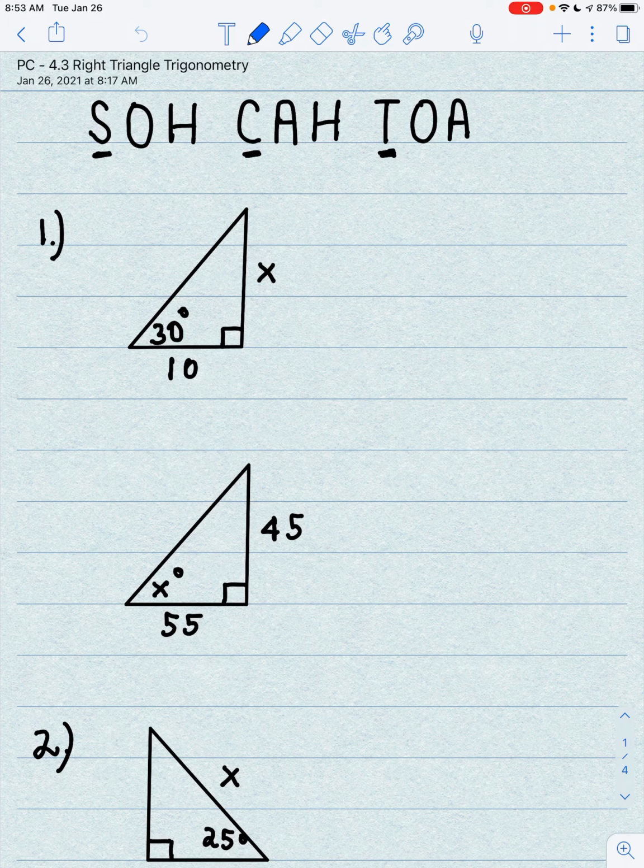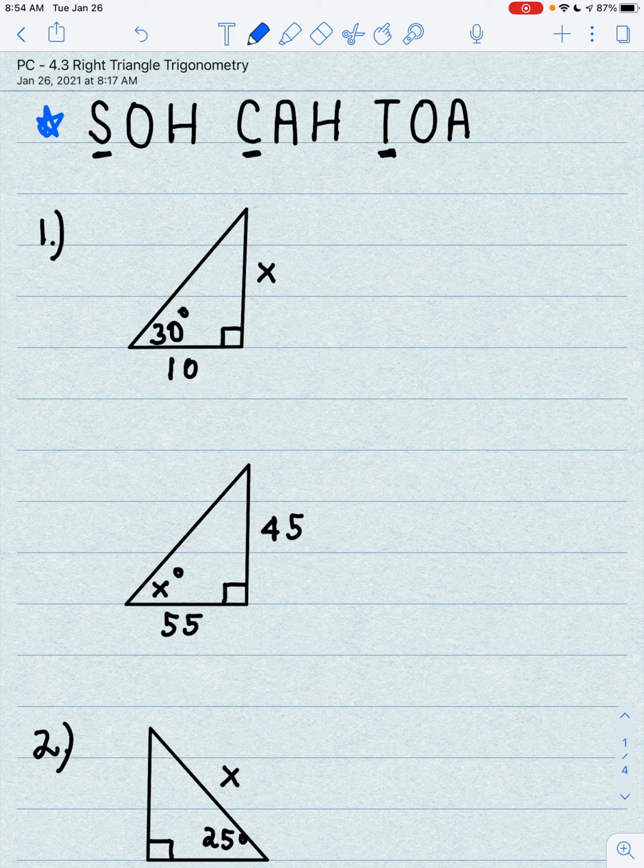I do want to remind you of SOHCAHTOA. You can see that at the top right here, because that's going to help you in solving our right triangles. What we are going to do is try to find missing measures of sides or angles of triangles. Remember, S in SOHCAHTOA stands for sine, which is the ratio of the opposite side to the hypotenuse. Cosine, which is what the C represents, is the ratio of the adjacent side to the hypotenuse. And the T is for tangent, which is the ratio of the opposite side to the adjacent side.